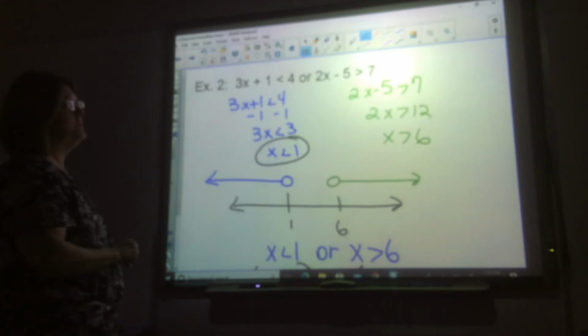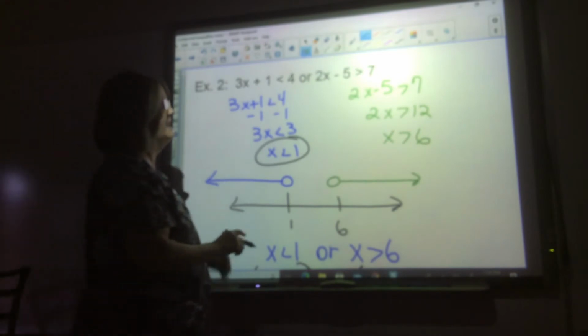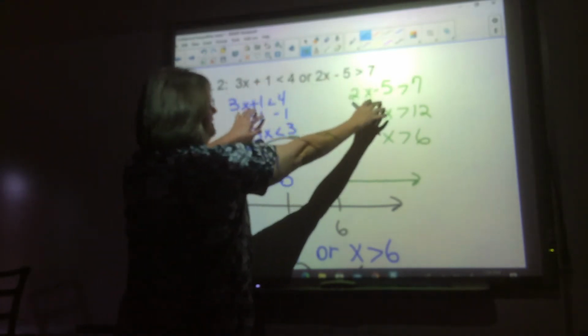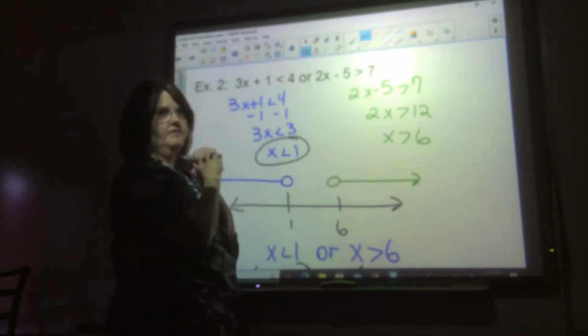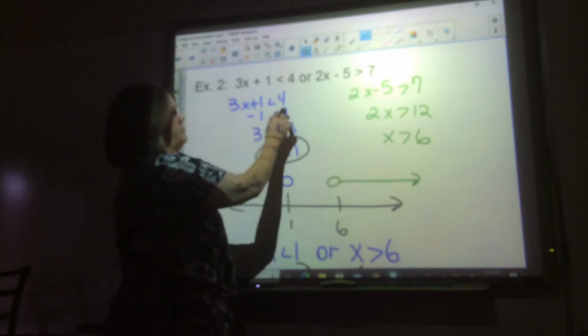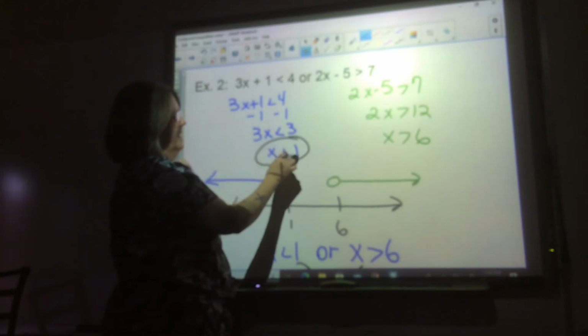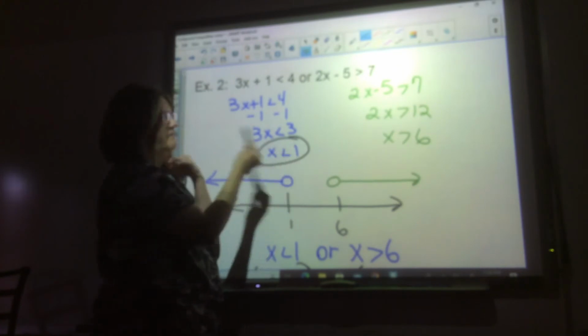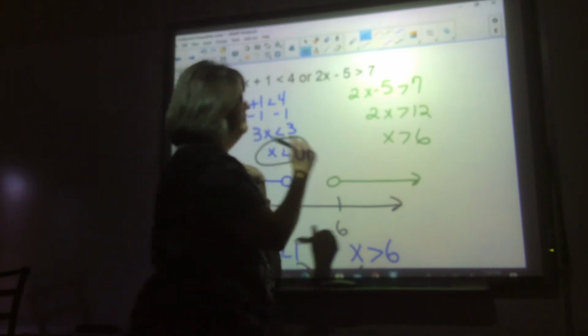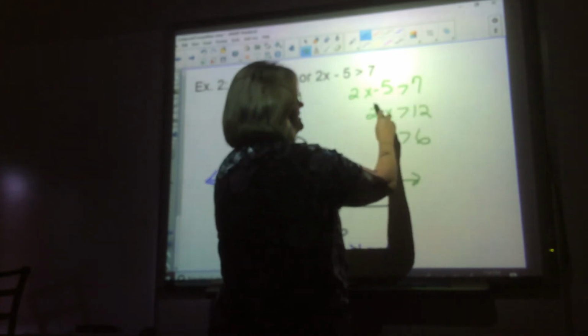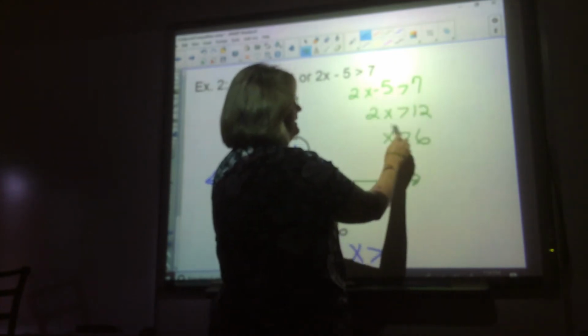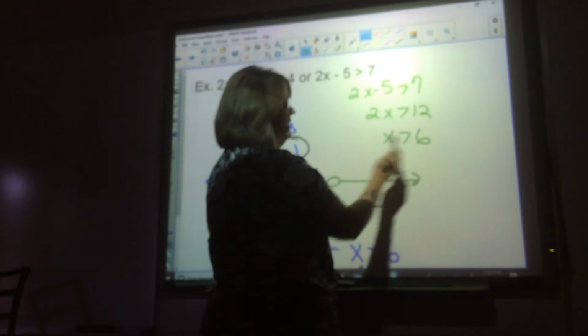All right, this is an or statement. Again, separate the two inequalities. Write them down separately. Solve them. You add 1 to each side and then divide by 3. X is less than 1. The variable's on the left, so no need to move anything. Come over here, do this problem. Add 5 to both sides. Divide by 2. X is greater than 6.